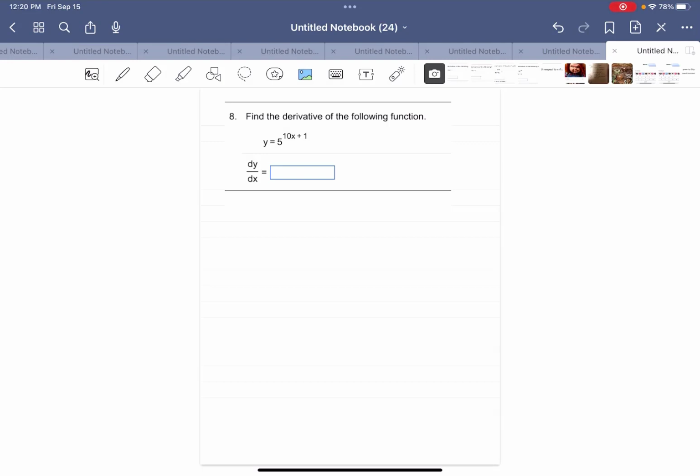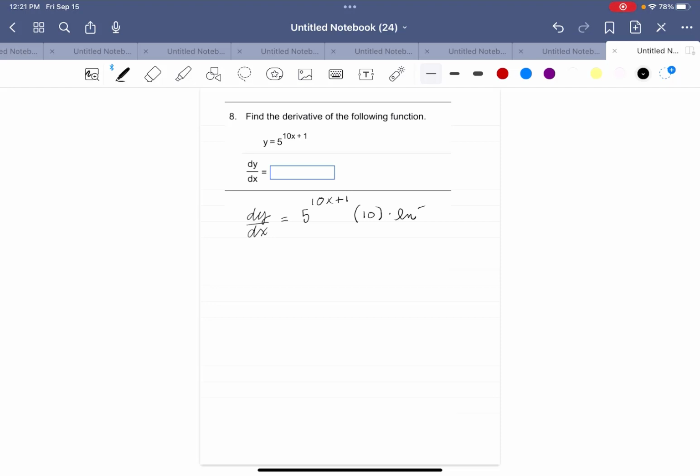Example number 8. Find the derivative of the following function. y equals base 5 to the 10x plus 1. For this function, we need the rule for exponential functions where the base is not e. So dy/dx is 5 to the 10x plus 1 times 10, because that's the derivative of the exponent, times the natural log of the base.